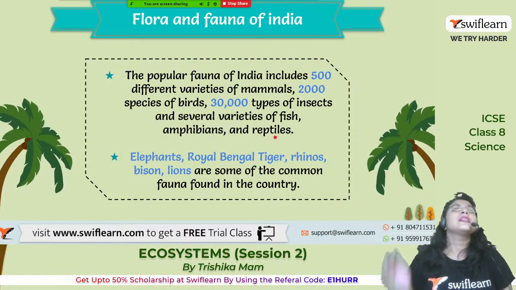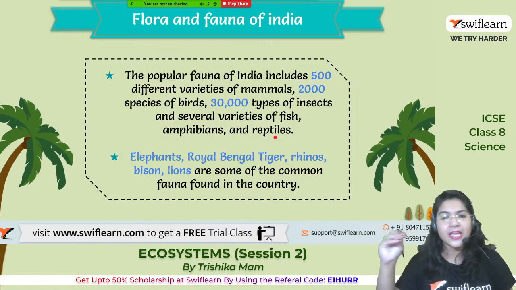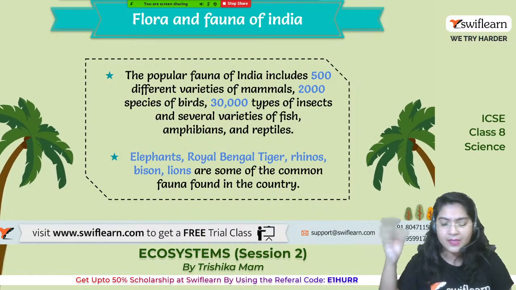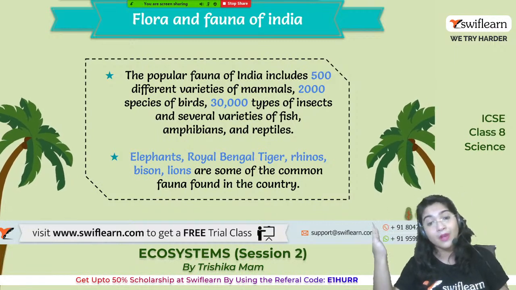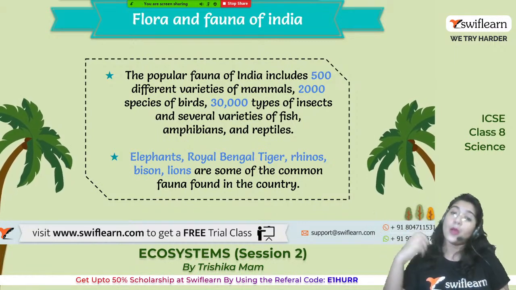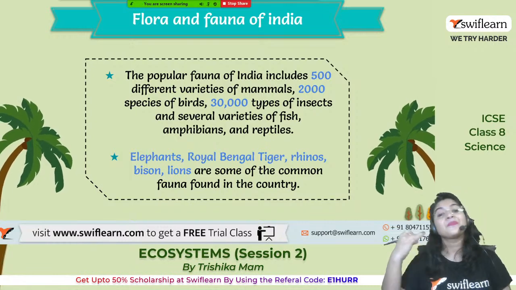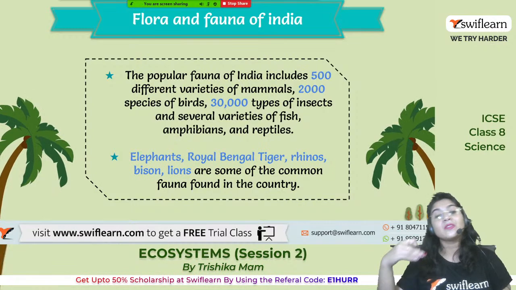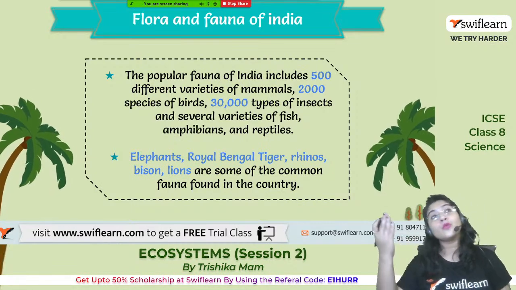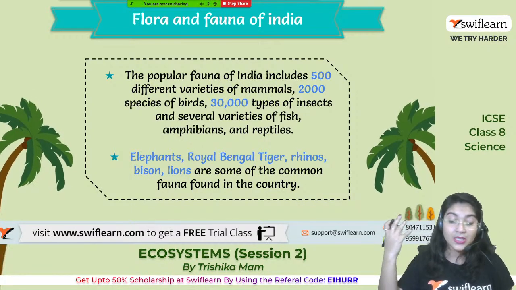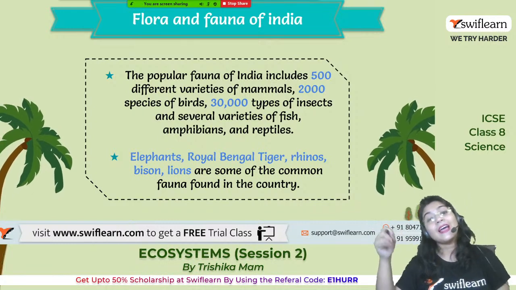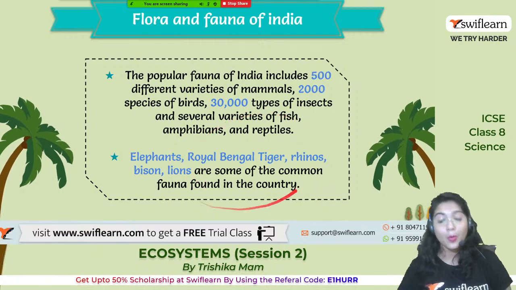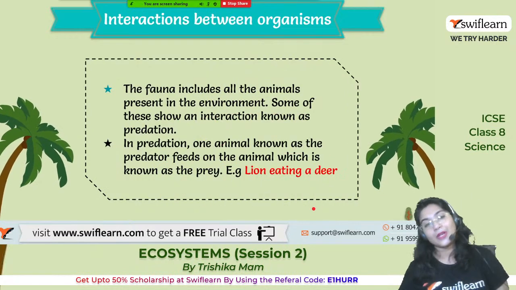So there are some very common animals here which, most of the time, may not be found in other countries. Sometimes it is found, sometimes it is not found, but it is very much common in our country, that is the elephant. The Royal Bengal tiger is very much specific here. Rhinoceros, then bison. If you go to Jaldapara, you will be able to see the one-horned rhinoceros, the lion. These are the most common fauna, the most common animals found in our country.